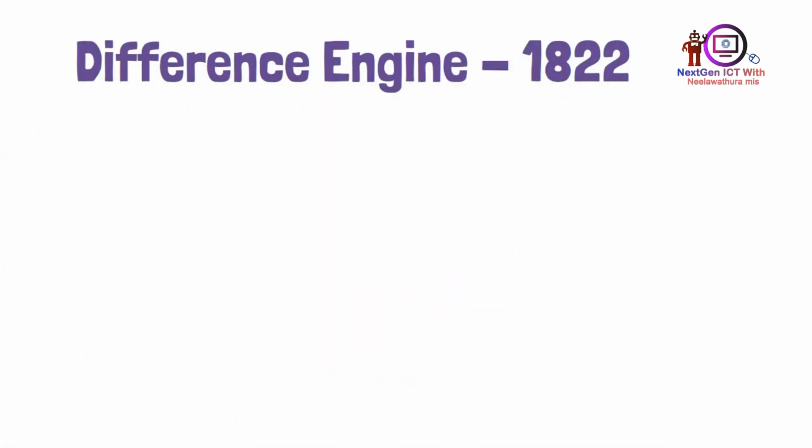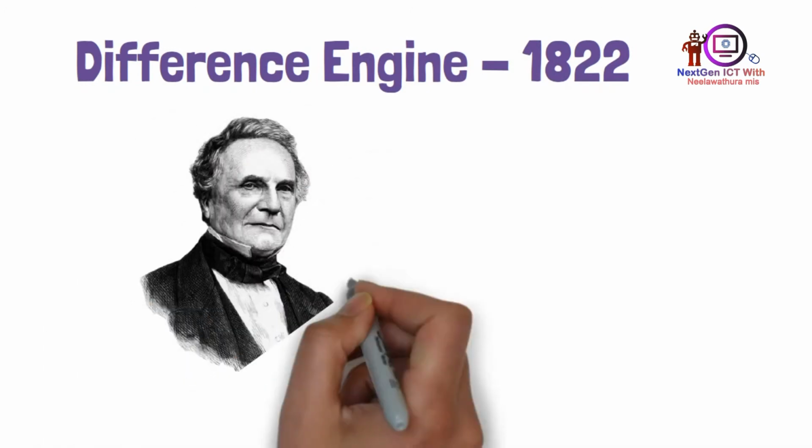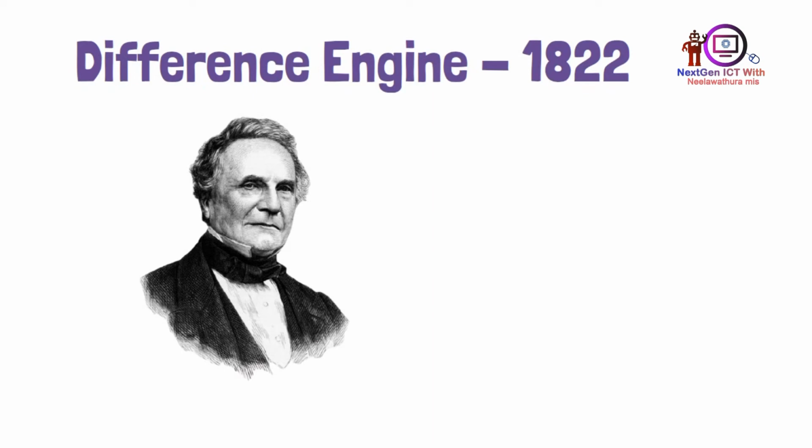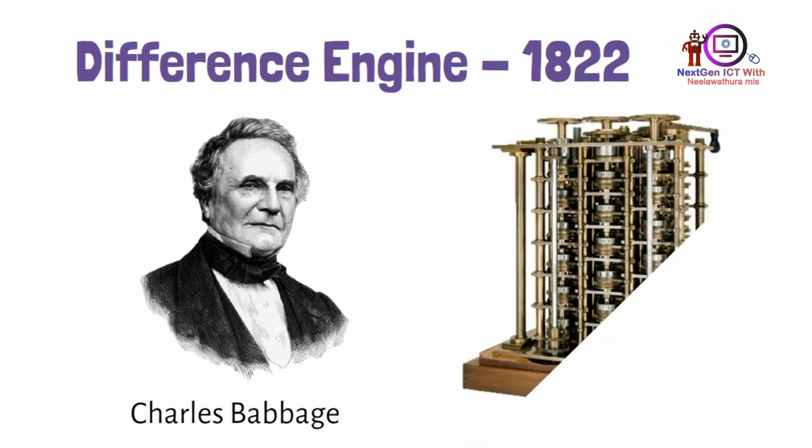Difference engine, 1822. Charles Babbage started to make his analytical engine using the punch card system concept. This machine was based on the concepts input, process, output and store. Since this concept helped in the development of the computer, Charles Babbage is called the father of computing.